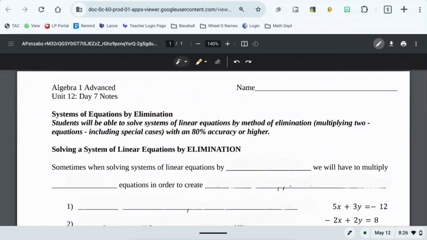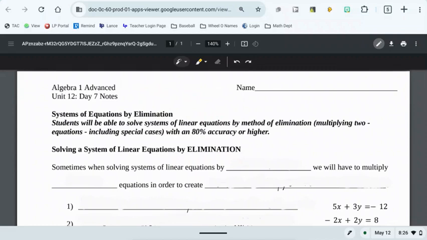Everyone, welcome into Unit 12, Day 7 notes, and congratulations, you have made it to the final day of notes. This is it. One more day of notes, then we take our test, and then we have final exams, and then welcome to summer break. But we have one more lesson left, so let's get to it.